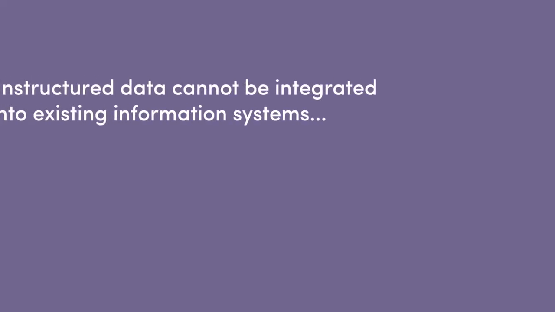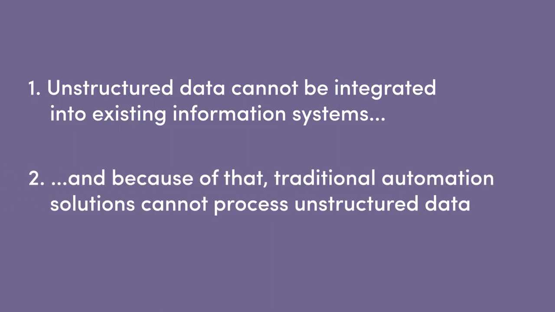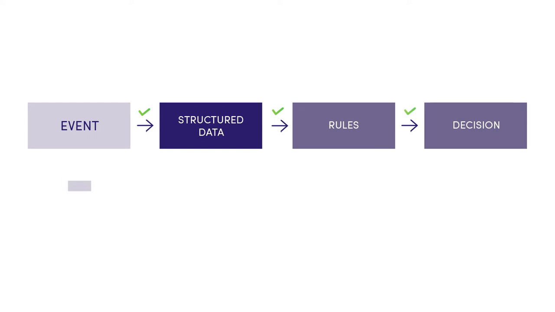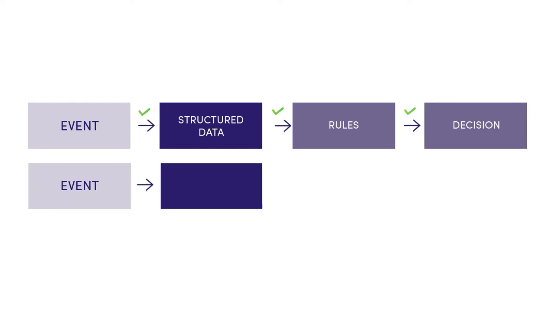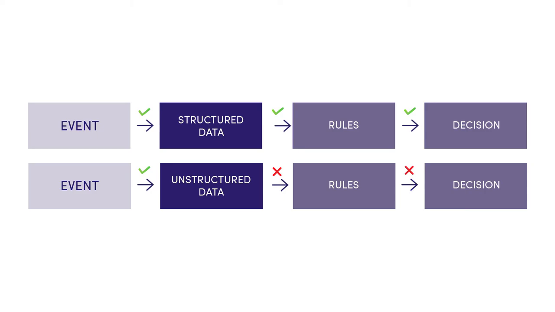To build upon what you already know, working with unstructured data is not an easy task. That is primarily due to two major reasons. One, unstructured data cannot be integrated into existing information systems, and two, because of that, traditional automation solutions cannot process unstructured data. To extend on the second point, technologies like robotic process automation, or RPA, are great tools for automating rule-based processes. But unlike what the term robotic may imply, these tools are far from interpreting, let alone understanding, data if unstructured data comes into play. And the same goes for code-based automation, as well as integration tools.